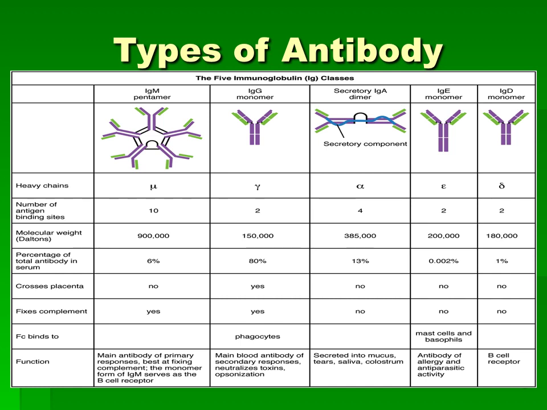Then there is the third column, IgA. That has 4 antigen binding sites. It's 2 Y-shaped molecules held together by what's called the secretory component or secretory piece. It's found in secretions, on mucous membranes, in tears, saliva. It's in breast milk, and it can work in the baby's digestive tract.